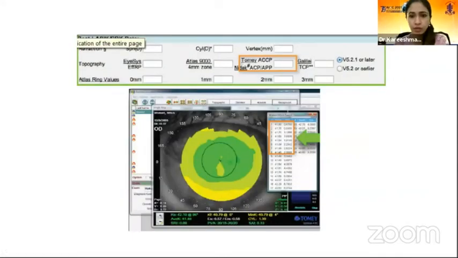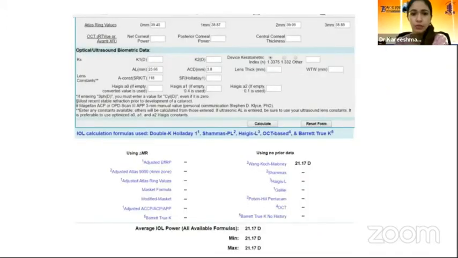Similarly, for TOMI, you have the anterior corneal curvature power map, and you take the value from that. After this, when you have fed in your data, including your topography and your biometric data, it shows you the IOL power calculation and how it is done. So on the left, it will show you using delta MR. In case you have your manifest refraction, then the difference in manifest refraction formula will show you the values on the left. In this case, I did not have any. And on the right, using no prior data, what formulas it used to give you a value.